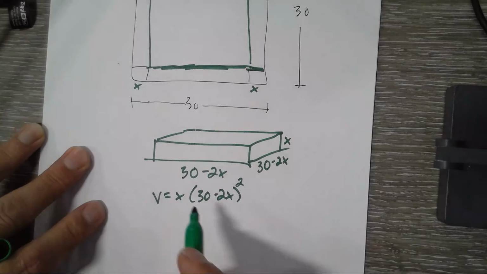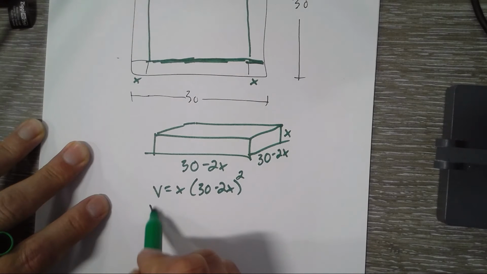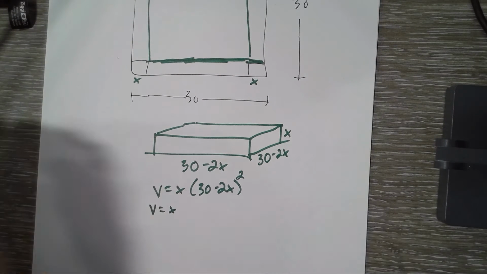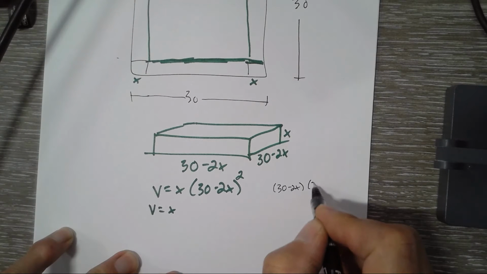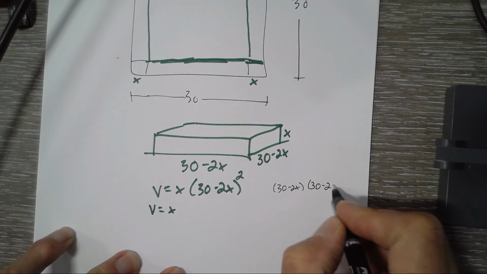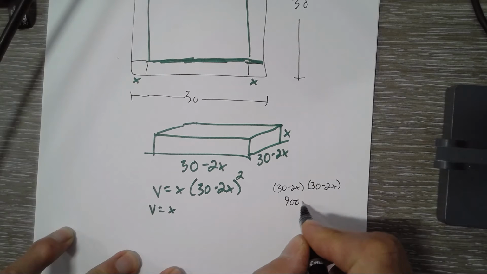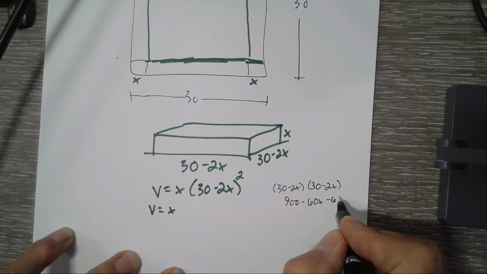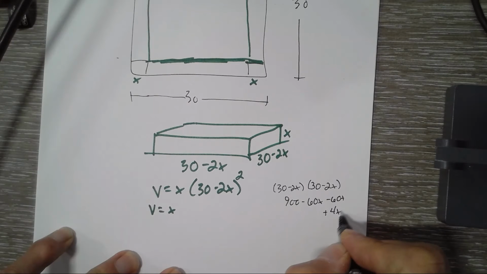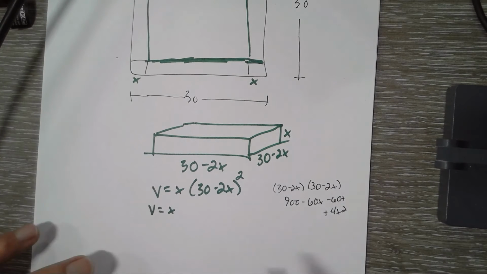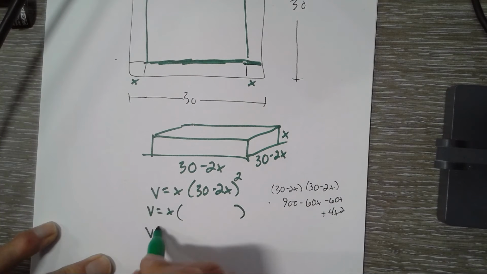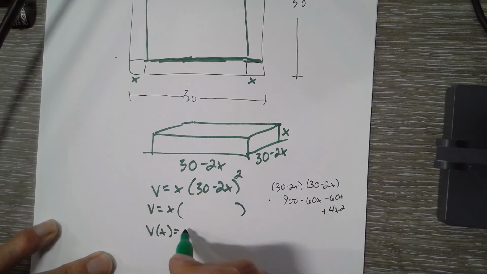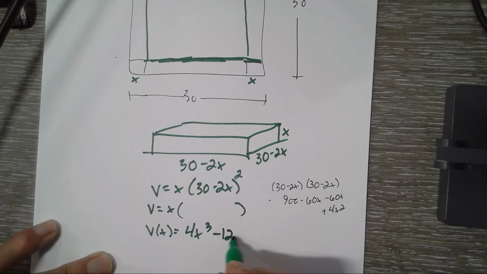They want us to expand it probably, so V equals x times 30 minus 2x times 30 minus 2x, so that's 900 minus 60x minus 60x plus 4x squared. So the book answer, oh, and then we still have an x times that stuff. So V of x, the volume, is 4x cubed minus 120x squared plus 900x.